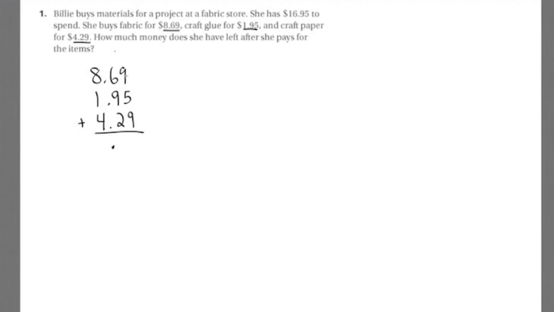So let's do this. 9 and 9 is 18, plus 5 is 23. We carry the 2. 2 and 6 is 8, plus 9 is 17, plus 2 is 19. There's our decimal. We're carrying a 1. This is 9, 10, and 4 is 14. So what we found out is that she spent $14.93.